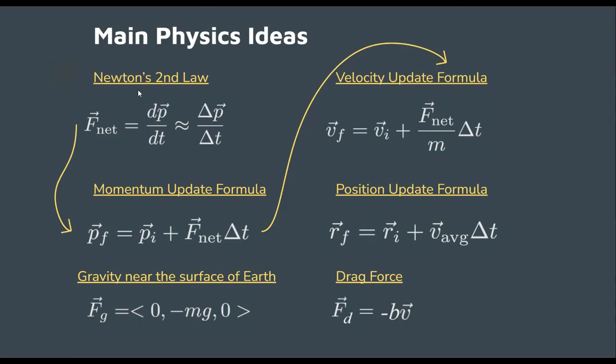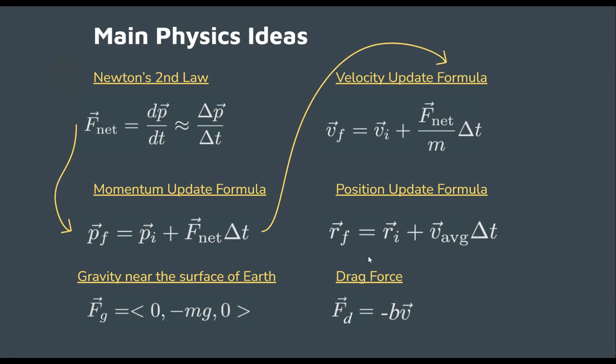So here are the main physics ideas. Basically, these two are essential to our coding. The velocity update formula derives from the momentum principle, and then we put that into the position update formula to update position. And then we have the two essential forces: the force of gravity, opposite of the positive Y position, so towards the center of Earth, the mass of the object times the gravitational constant near the surface of the Earth, all in the Y component of the vector.